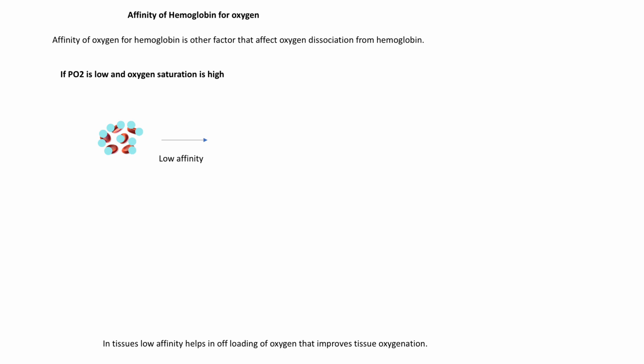Suppose we have hemoglobin that initially has high oxygen saturation and the partial pressure of oxygen in solution is low. So if hemoglobin has low affinity for oxygen, oxygen will readily dissociate from hemoglobin and it will increase the amount of oxygen in dissolved form. In tissues, this will help in delivery of oxygen to tissues. So in tissues, we want hemoglobin to have low affinity for oxygen.